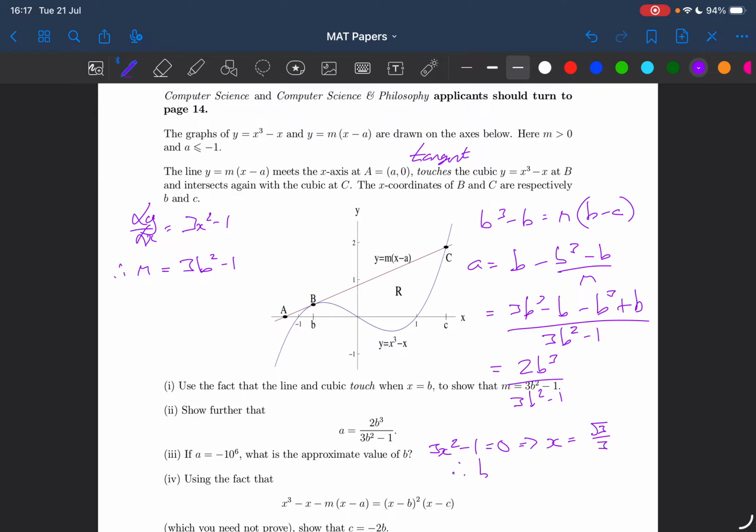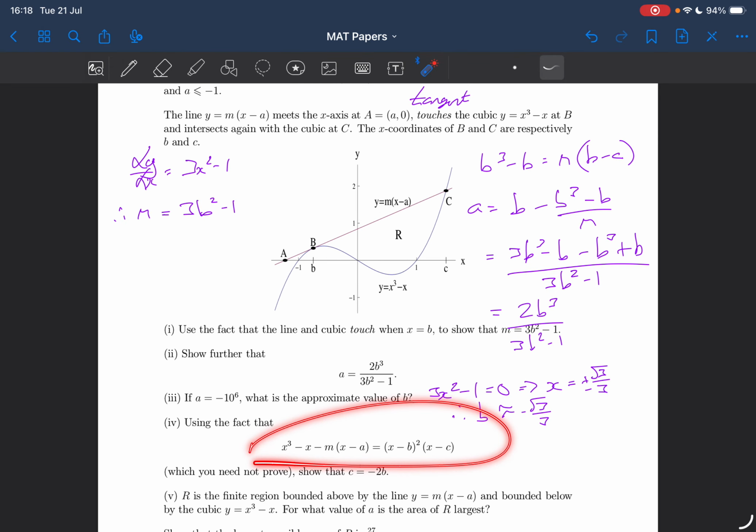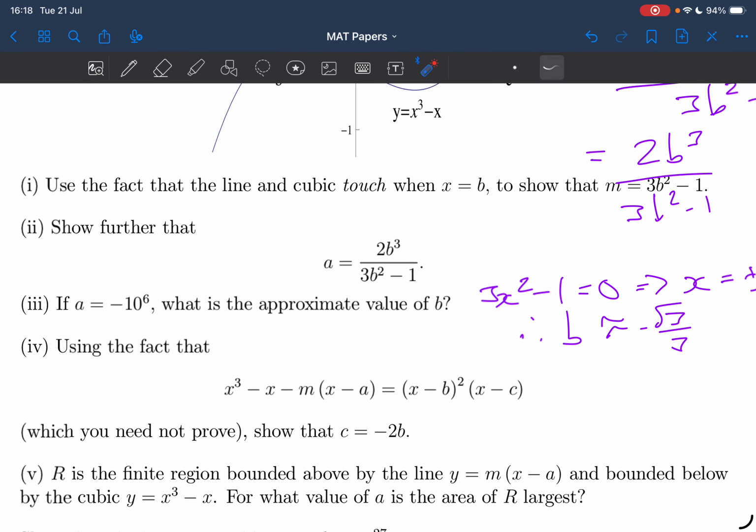So therefore, b is approximately equal to that value. It should be plus or minus that root 3 on 3. We want the negative value of it, since b's on the left. So that looks good to me. Yeah, all looks good. Using the fact that this is true then, which you don't need to prove, show that c is equal to minus 2b.